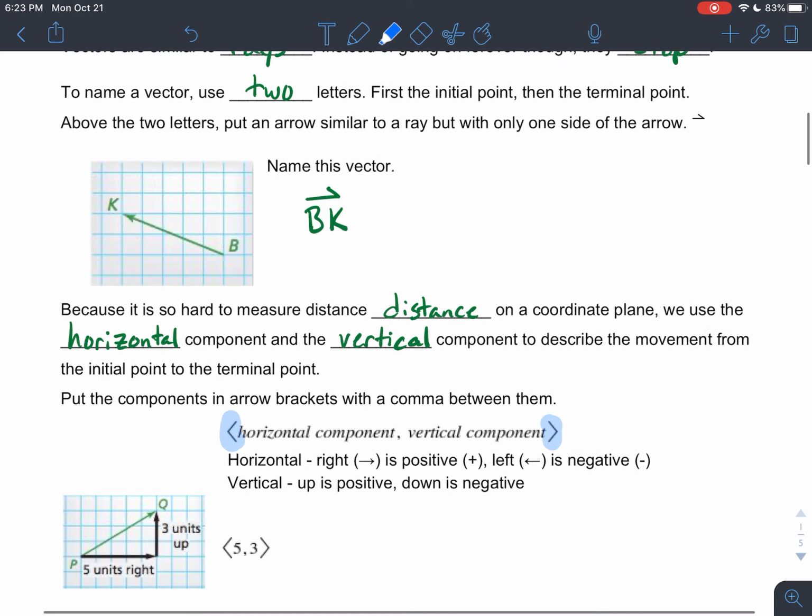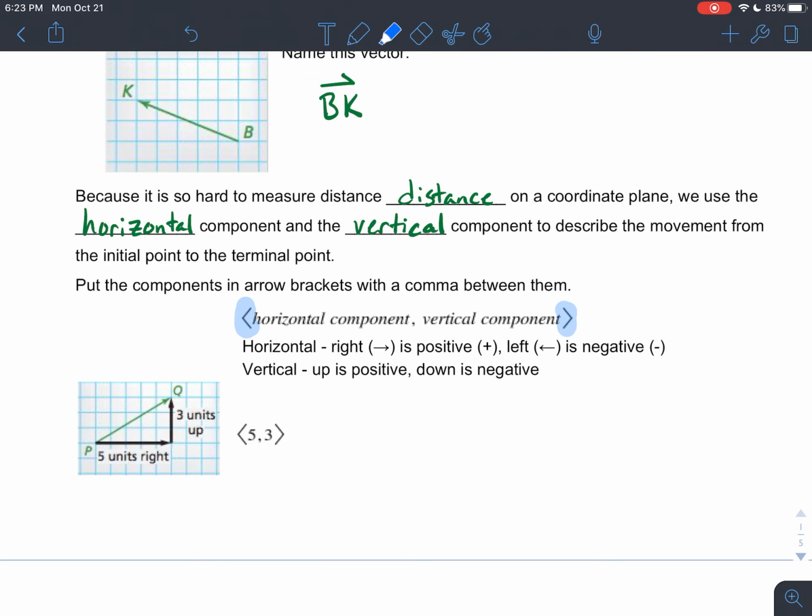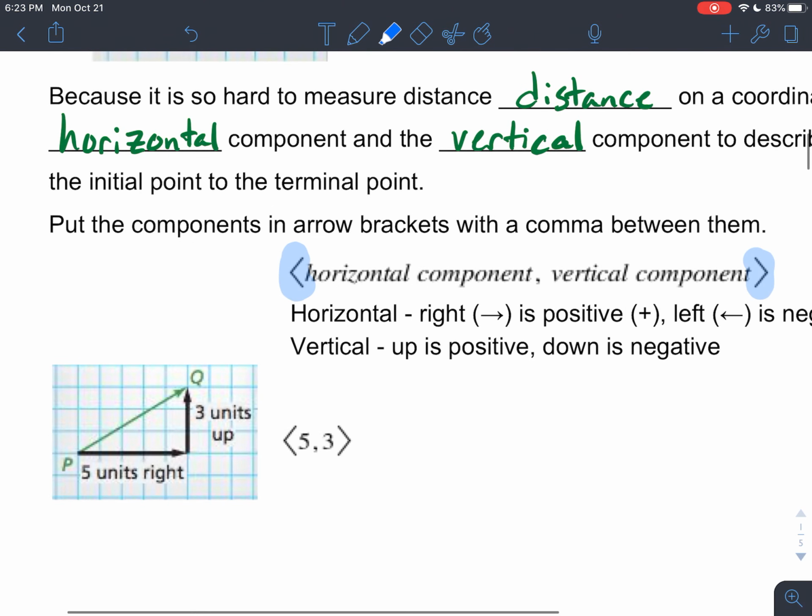All right, so when we look at this example, the vector goes from P to Q. To get from P to Q, you go right 5, up 3. So the component form of that vector is 5, 3 in those arrow brackets. You've got to keep the arrow brackets.